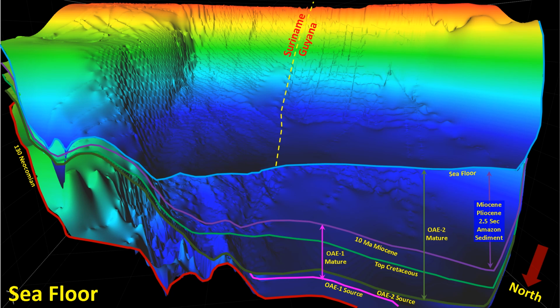The last surface here is the seafloor. You can see this tremendous amount of Miocene, 2.5 seconds of Miocene sediment here, and that's plenty of overburden to mature the OAE2 source rock, although it only occurs about 5 million years ago. You can see the high sedimentation rates in the Berbice section, the low sedimentation rates in the lower tertiary section, and the very high sedimentation rates in the Miocene section from the Amazon River system.